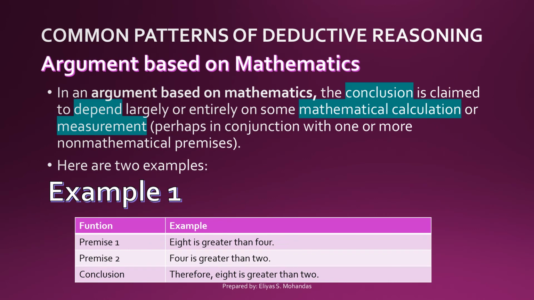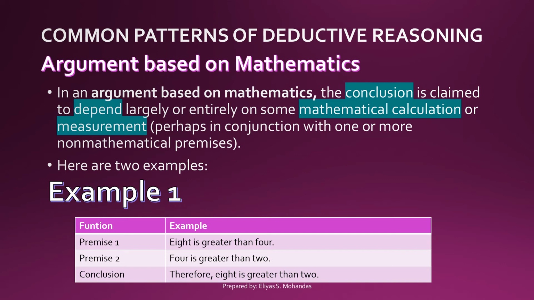Next is argument based on mathematics. Now, in an argument based on mathematics, the conclusion is claimed to depend largely or entirely on some mathematical calculation or measurement. So in a very simpler way of saying this, if you have an argument that contains mathematical calculation or measurement, therefore it is considered as deductive reasoning.